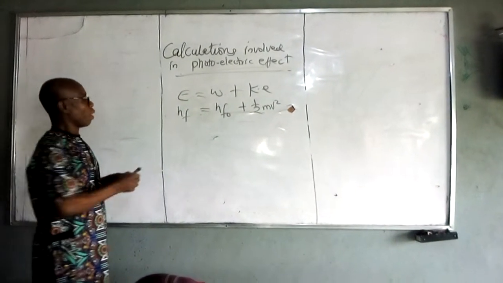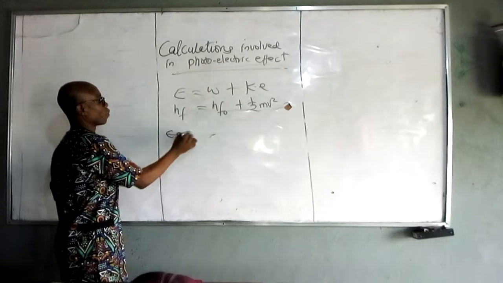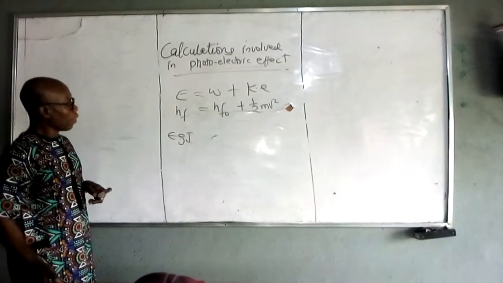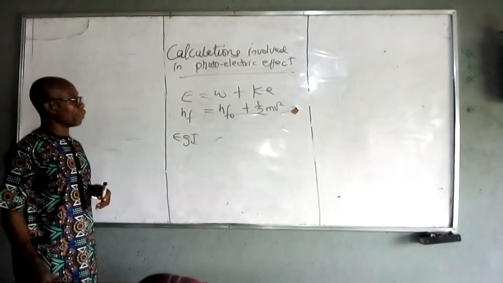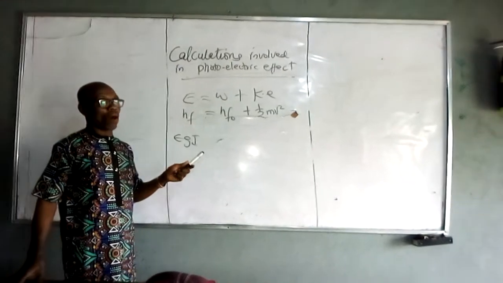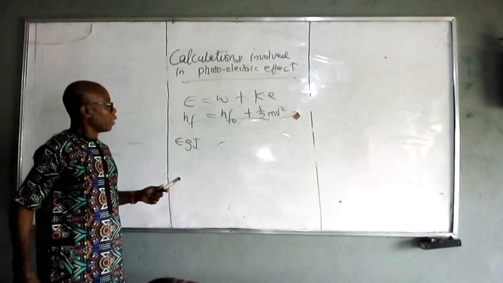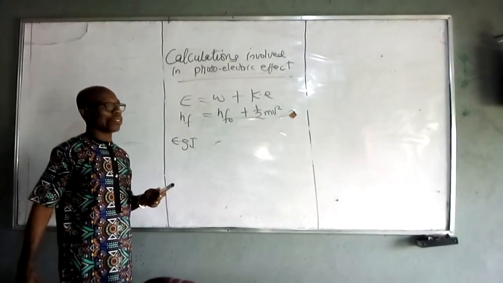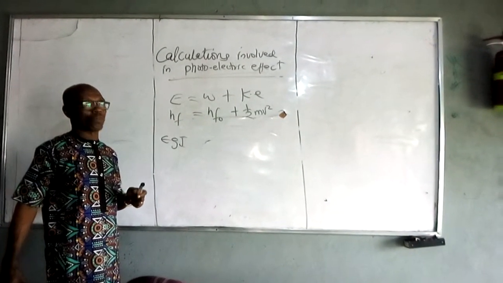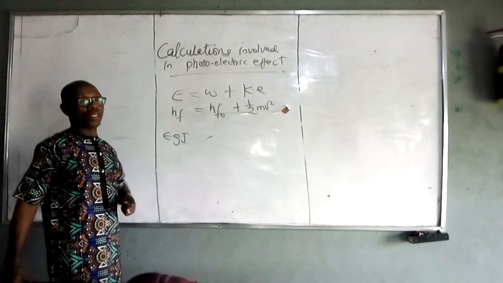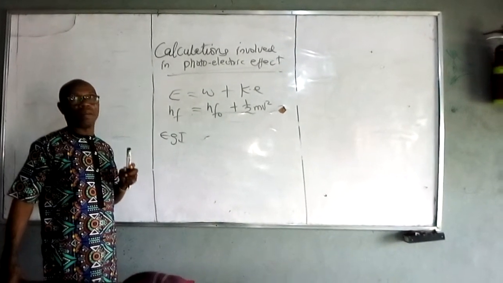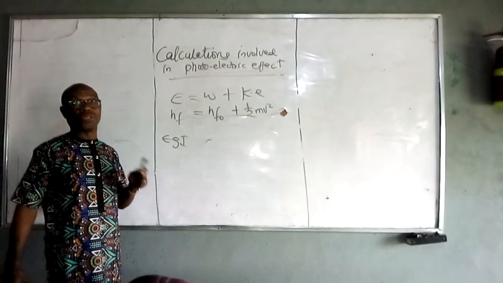So, example 1. Calculate the threshold frequency if the work function of the metal is 6.6 times 10 raised to power minus 34 joules, while Planck constant is also 6.6 times 10 raised to power minus 34 joules second.